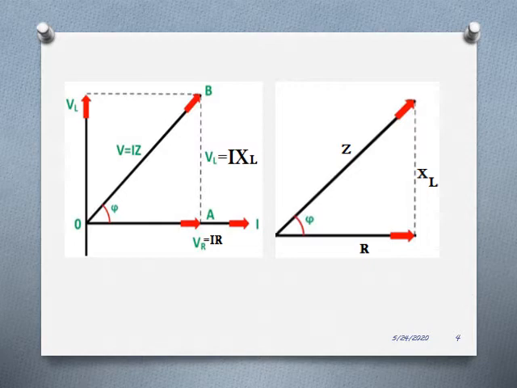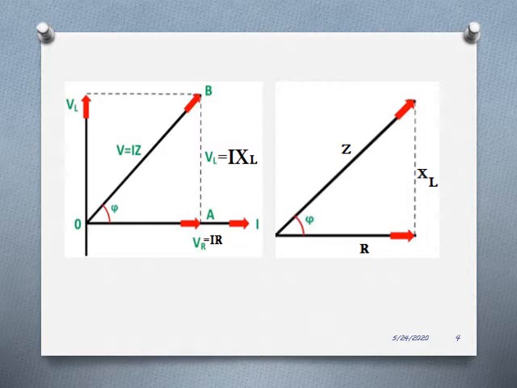Now, from this phasor diagram, we can derive the impedance diagram. If that current term I is avoided, you get the exact impedance diagram, where the hypotenuse term is Z, impedance. The opposite side of angle phi is the inductive reactance XL, and the adjacent side of angle phi is the resistance R. So from here itself, you can calculate the angles.